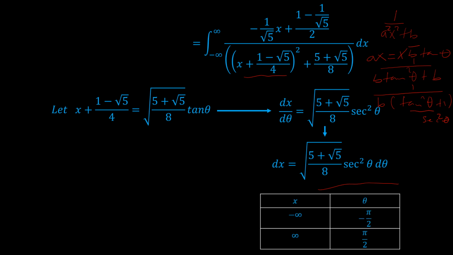Then looking at the limits here, as x tends to negative infinity, tan theta also tends to negative infinity, and what that means is that the arctangent of that theta tends to negative pi over 2. When x tends to positive infinity, tan theta also tends to positive infinity, and so theta, the arctangent of that, tends to pi over 2. So these are the new limits with the new substitution that we're going to involve here.